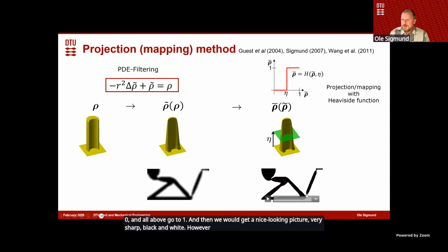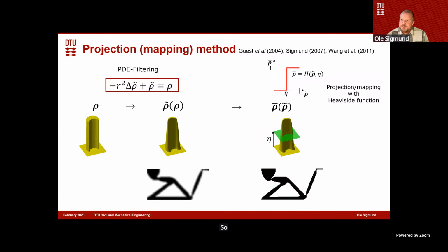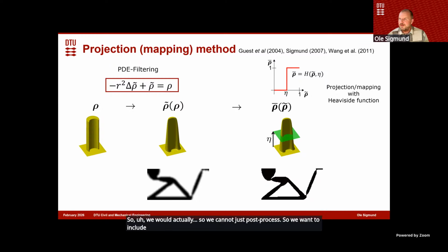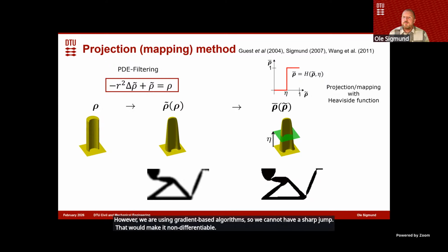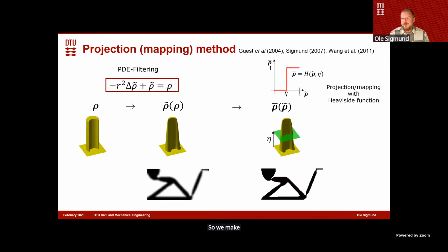However, we also see here that we almost disconnected the hinges, and they don't really become physical hinges. So we cannot just post-process. We want to include this thresholding in the optimization process. However, we are using gradient-based algorithms, so we cannot have a sharp jump that would make it non-differentiable. So we make instead a smoothed Heaviside function.